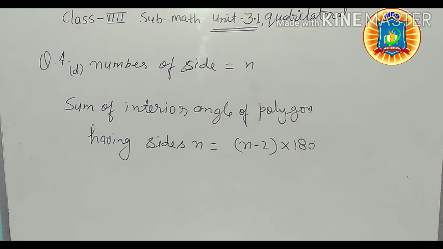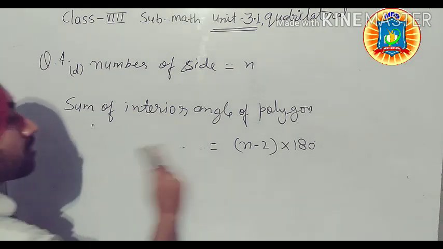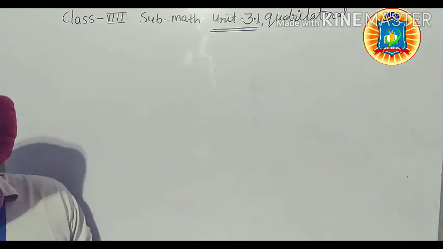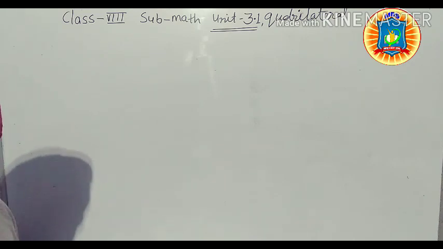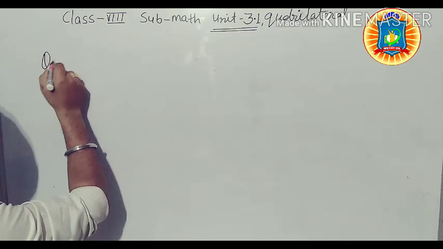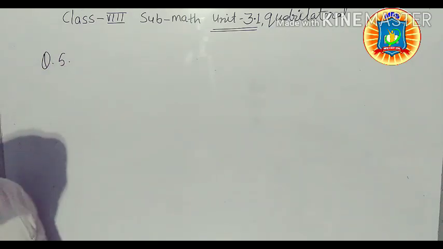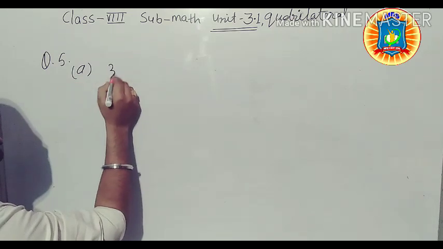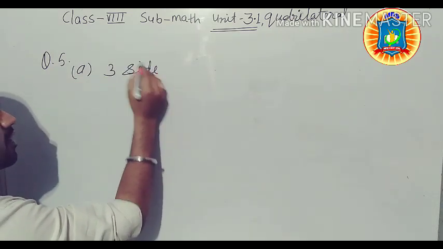The question number 5 is, what is a regular polygon? State the name of a regular polygon having 3 sides, 4 sides and 6 sides. Here in question number 5 we want to find what we call a regular polygon of 3 sides. The A part of question number 5 is 3 sides.